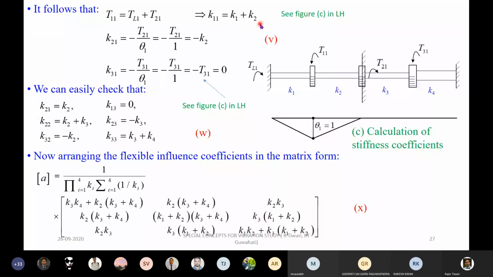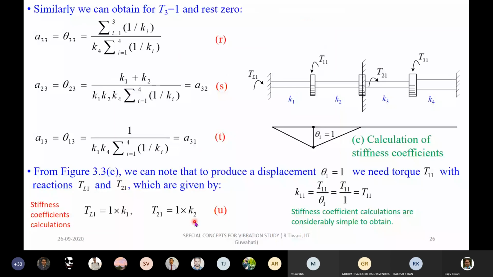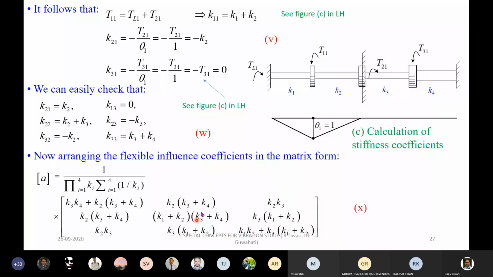Similarly, the stiffness influence coefficient K21 we define as minus T21 by theta1. Theta1 is 1, so this becomes 1. K21, in the previous slide we obtained T21 as K2, so the influence coefficient K21 becomes equal to minus K2.